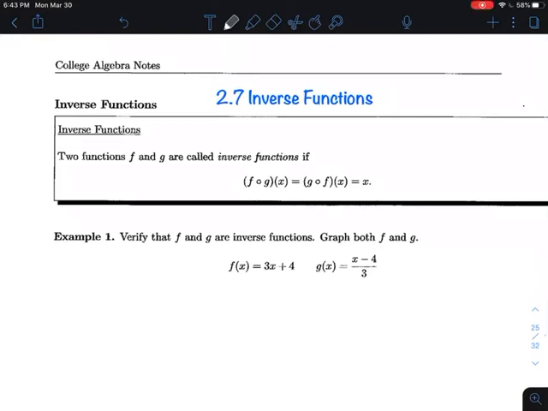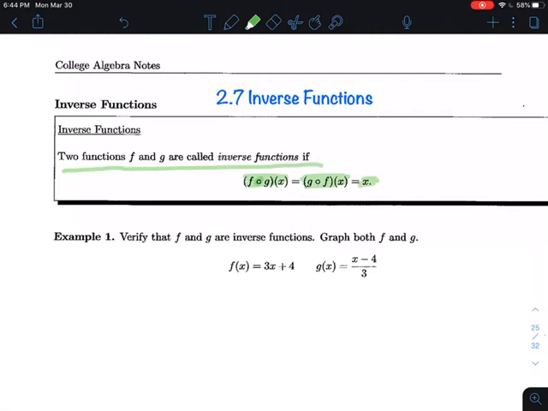Ms. Teasley here, section 2.7, inverse function. So previously we talked about operations of functions, and one of the operations we looked at was composition of functions. So composition, that f of g of x, that open circle, that's not multiplication, that's composition. So this is what inverses are. It says two functions, f and g, are inverse functions if this composition stuff applies.